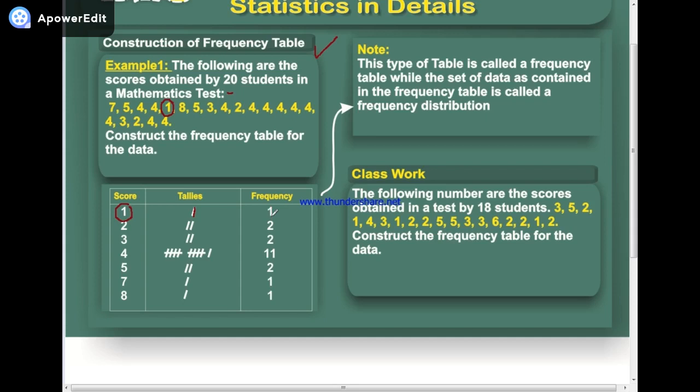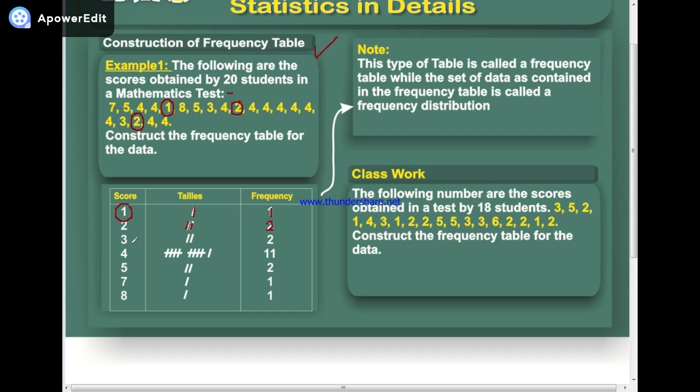Now let's move to 2. How many 2 do we have there? We have 1 and we have 2. So 2 occurs 2 times. That means we are going to draw 2 strokes. If we interpret the tally, we are going to generate 2 as the frequency.